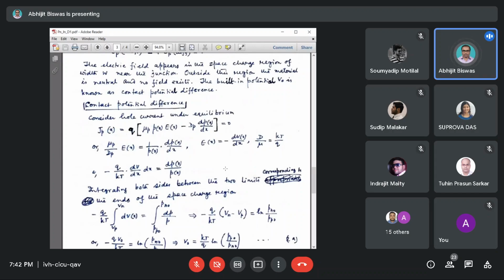Now we can use Einstein's relationship, D by mu equal to kT by q. D is the diffusion constant of a carrier, say for holes, and mu is the mobility of holes, k is the Boltzmann constant, T is the temperature in degrees Kelvin, q is the elementary charge, that means electronic charge. E is the electric field. I have already told you it is the negative gradient of the potential.